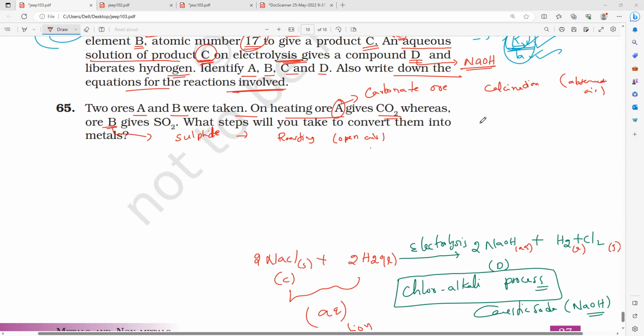Okay, so now you can make equations. See how to make it. They have not specified the compound, so we'll write: carbonate ore undergoes what process, guys?